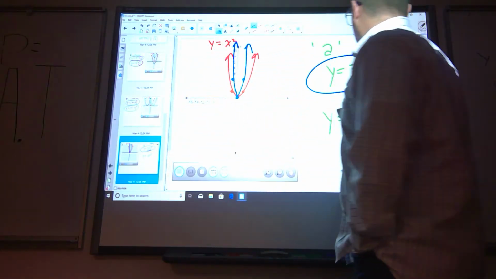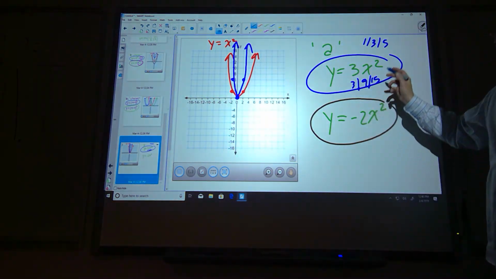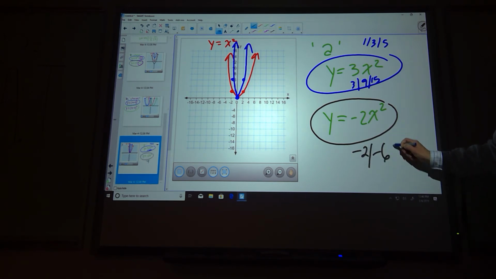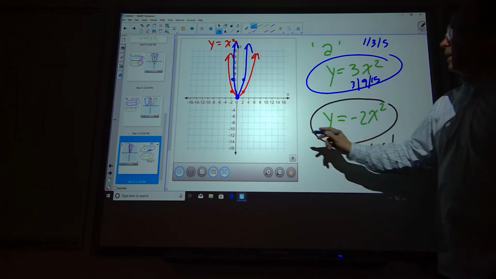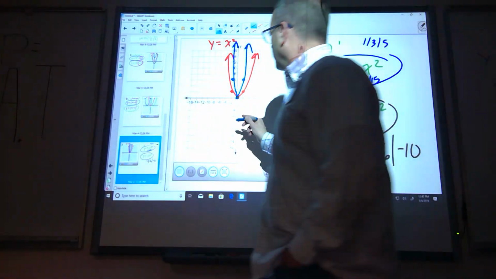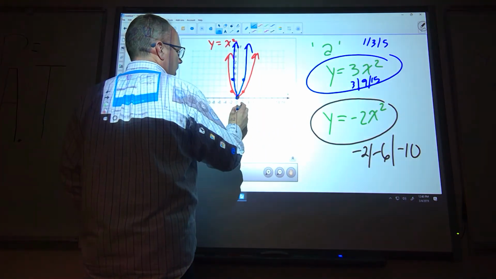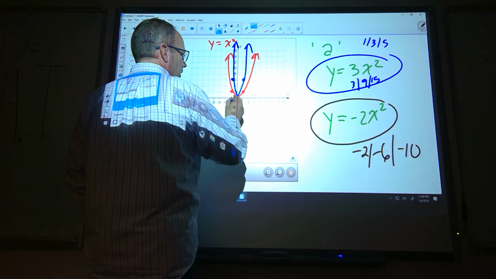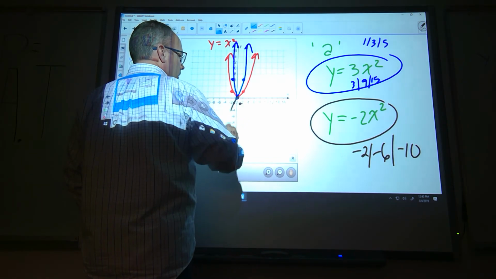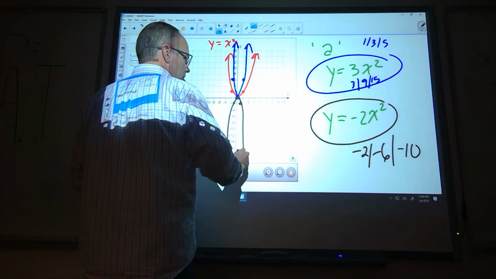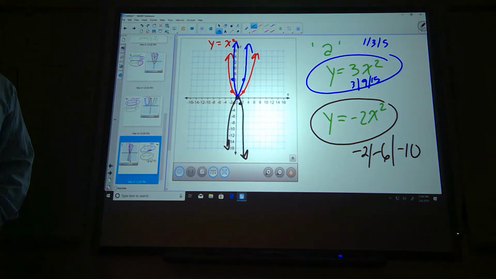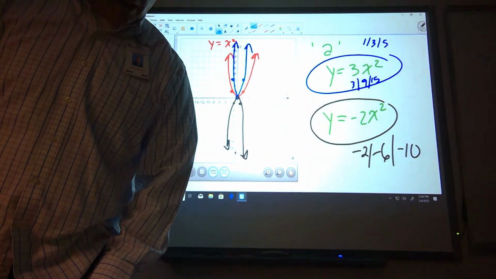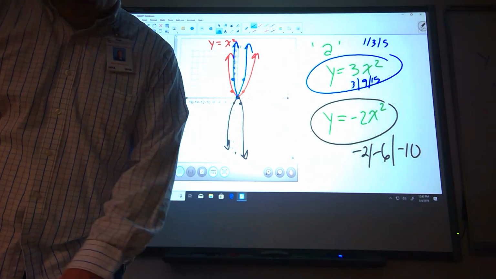This one, though, my 1, 3, 5 is going to change to negative 2, negative 6, negative 10. I still have a vertex right here. And go right 1, down 2. It gets there, and down 2. So flipped it upside down. It's still pattern graph the same. Okay? So that's all we're doing.